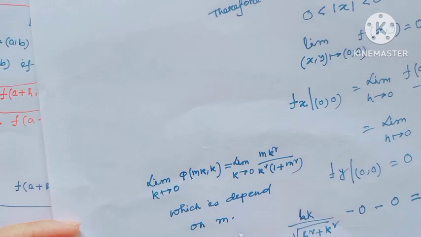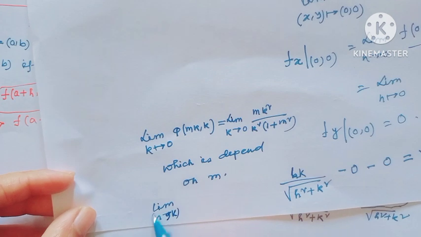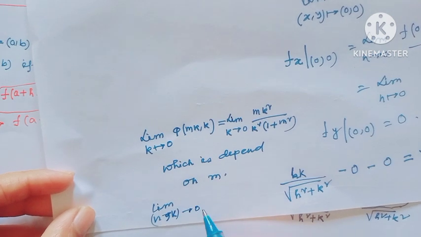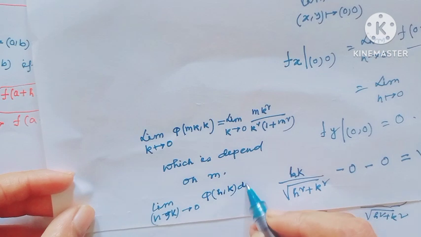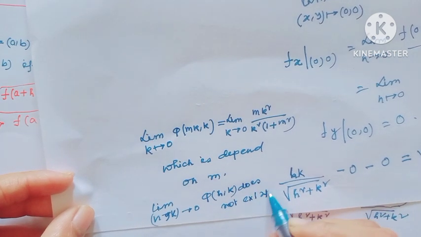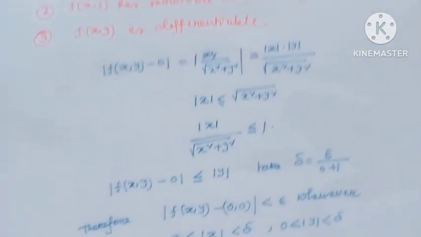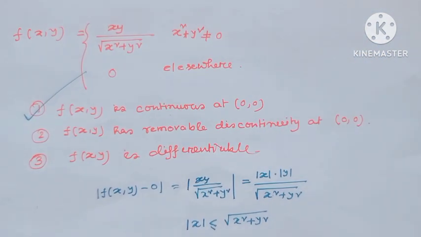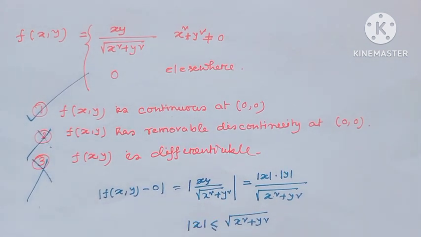Therefore, the limit of phi(h,k) as (h,k) tends to (0,0) does not exist, since this value depends on m. So f(x,y) is differentiable, this is a wrong option. Removable discontinuity, this is also a wrong option. Only f(x,y) is continuous at the point (0,0).